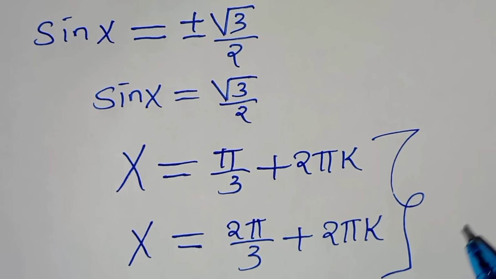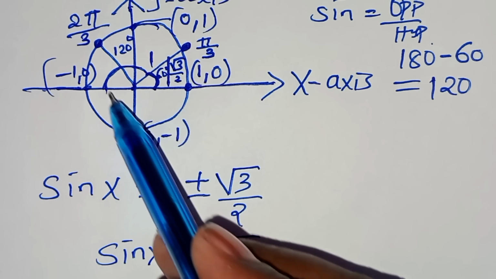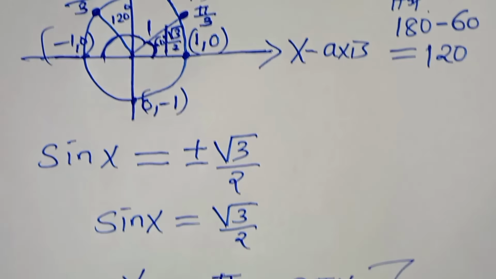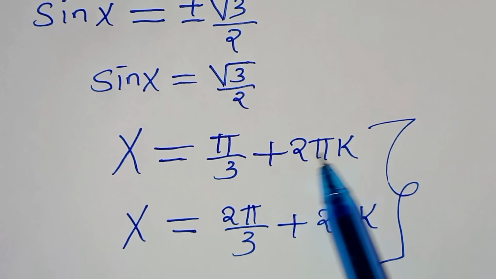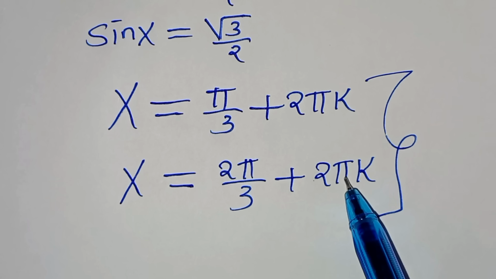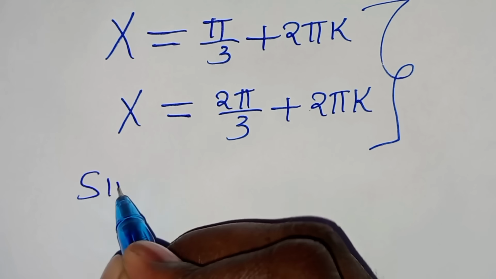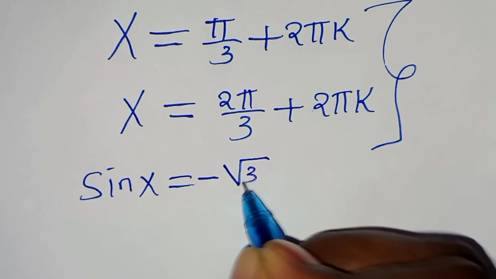So these are the positive angles of sine x. Remember, angles that are above the xy plane here, these are positive angles. That's why we have x is equal to pi over 3 plus 2 pi k and 2 pi over 3 plus 2 pi k. So let's proceed to sine x, which is equal to minus square root of 3 over 2.